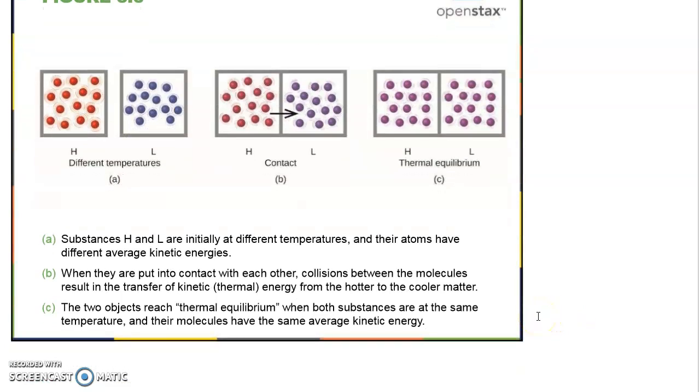This diagram shows how heat can transfer from a hot object to a cold object. The red one represents a hot object and the blue one represents the cold object. When you put those two in contact, you are going to see heat transferring, and after some time, we call that equilibrium. That means the temperature of the two objects will be the same.